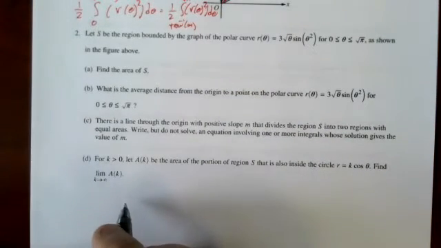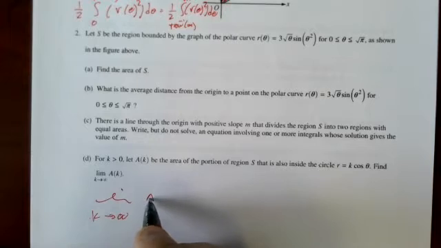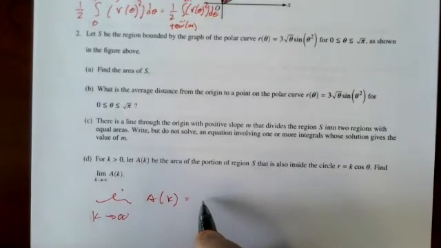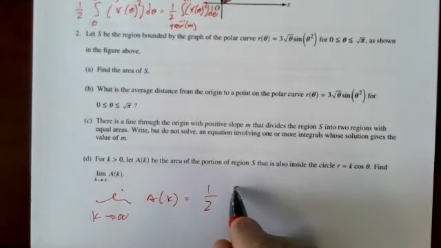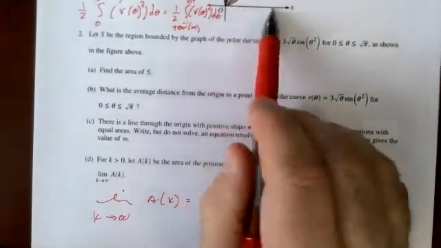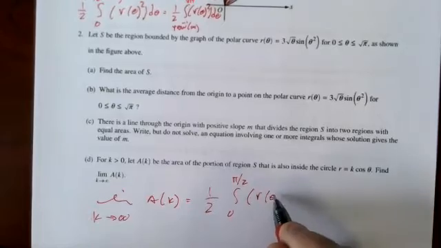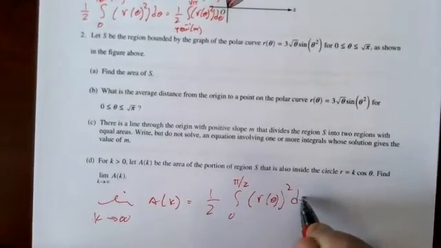So I'm going to go out on a limb and say the limit as k approaches infinity of A of k is going to be 1/2 integral from 0 to pi over 2. How do I possibly know it's pi over 2? That's 0 to pi over 2 of r of theta squared d theta.